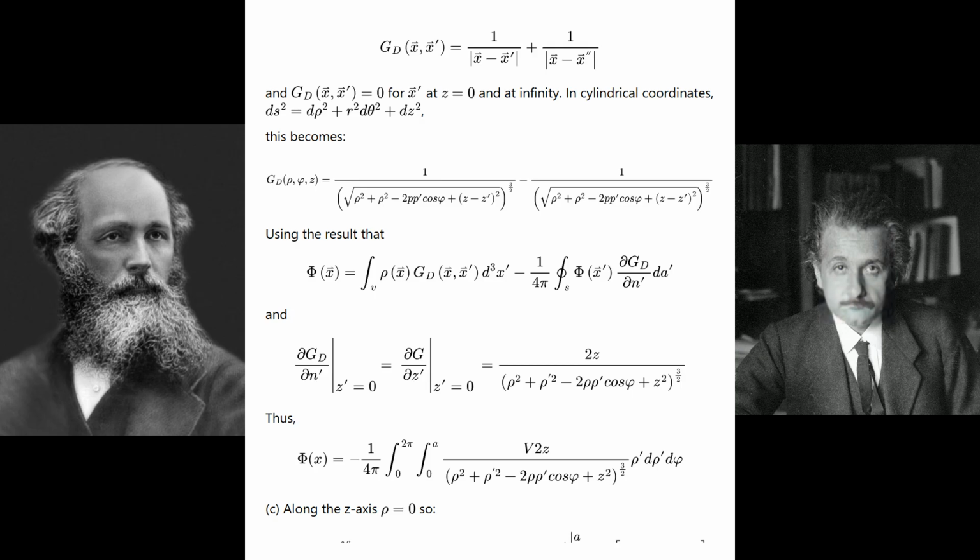C. Along the z-axis rho equals 0, so, see the next equation. D. At large distances rho squared plus z squared is much greater than a squared. We use, see the next equation, to get, see the next equation.